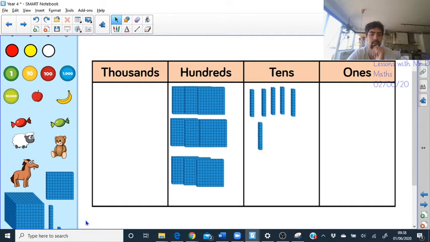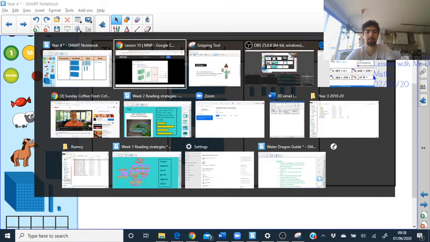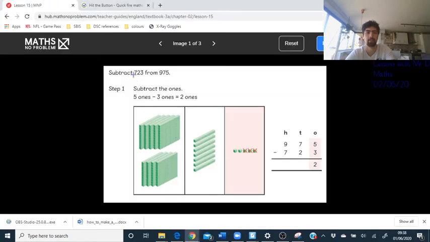It takes a bit of time, but hopefully it shows you a bit of your place value knowledge as well. Right, so that's what you've got there. I can just manipulate this. I can just take things away a little bit easier on this. So we're subtracting 723 from my 975.